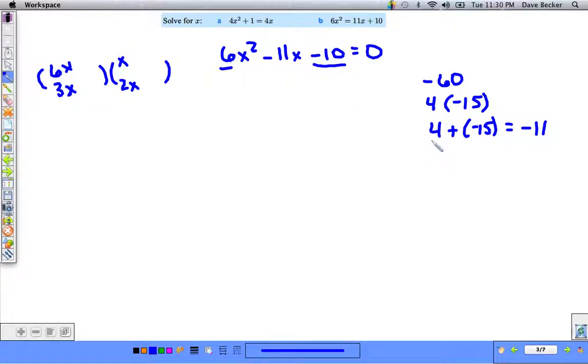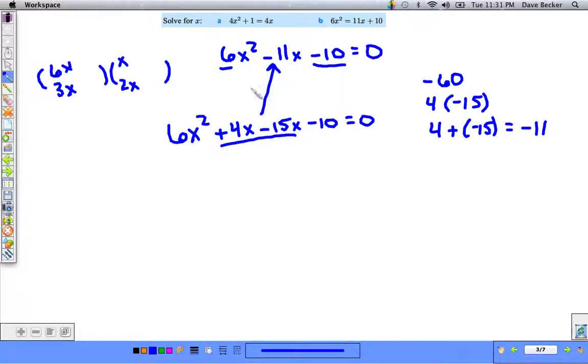So that allows me to use 4 and negative 15 to rewrite the middle term, and I get 6x squared plus 4x minus 15x minus 10 equals 0. And why did I do that? Well, those two terms combined give me negative 11x. In other words, 4 minus 15 is negative 11.